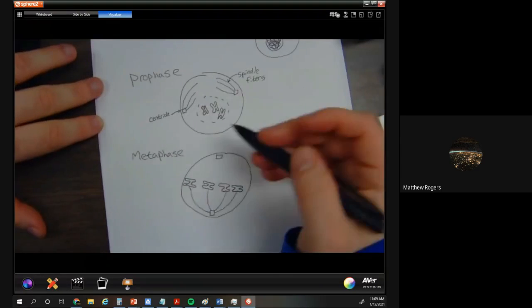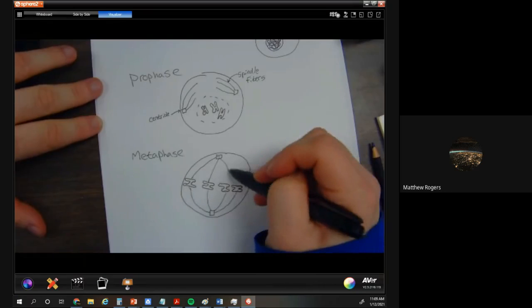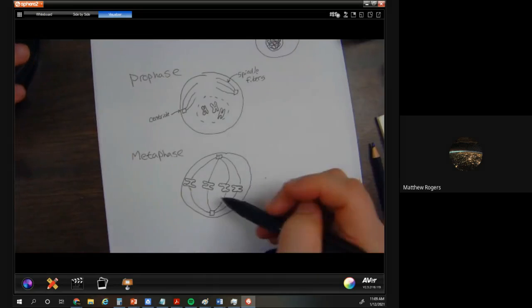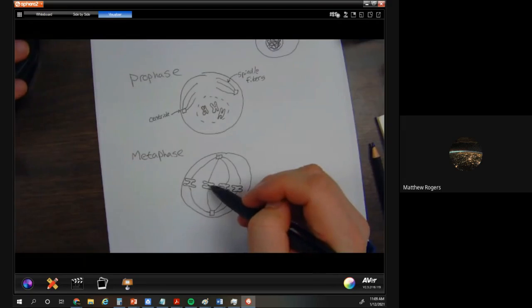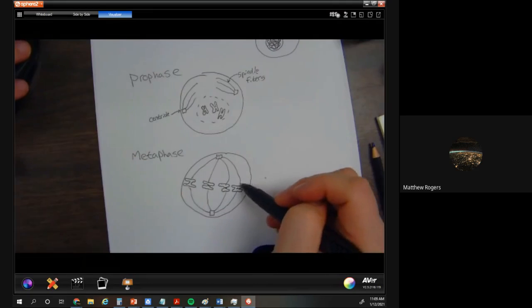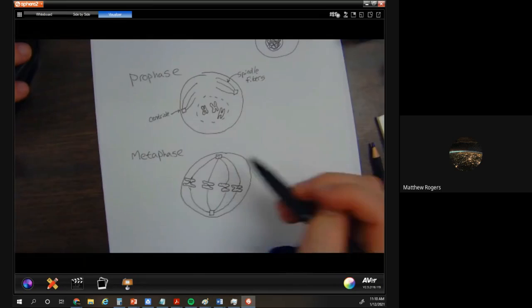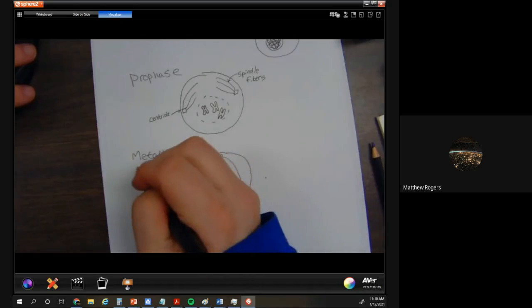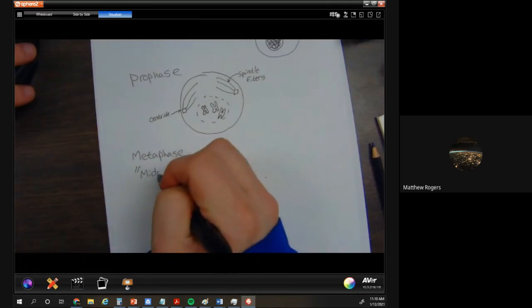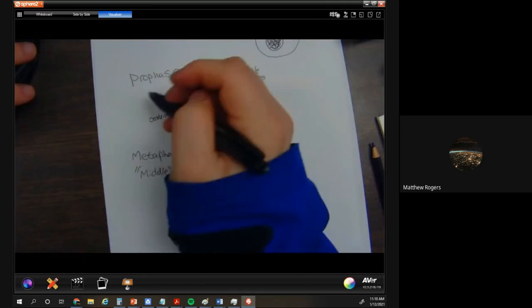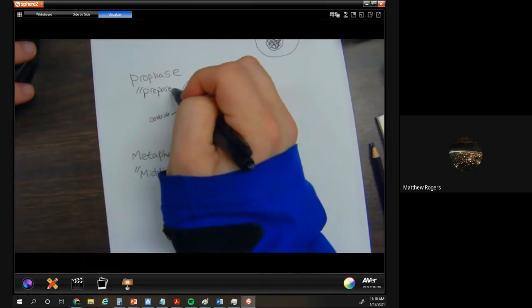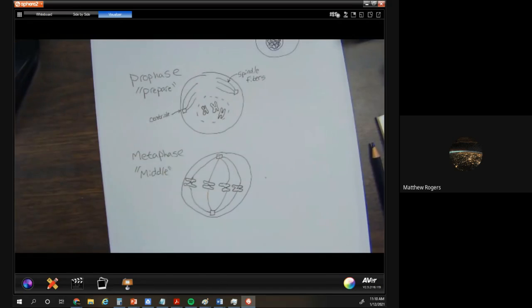Okay, so these spindle fibers are connecting on both sides. It kind of looks like a weird basketball or an athletic ball of some kind. But you can see now they're connected to the middle here. These are the centromeres of the chromosomes. Okay? And all metaphase is really is meeting in the middle. So I always like to go middle here. And I forgot to do this for prophase. Another way to look at it is it's preparing. Prepare. Cool. So that's metaphase of a cell.